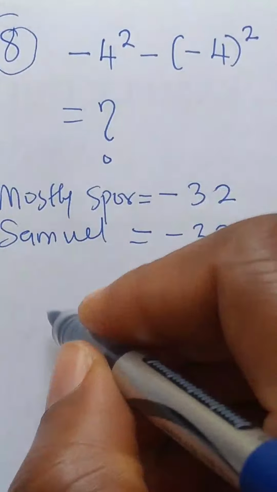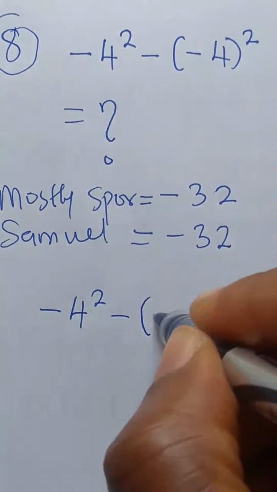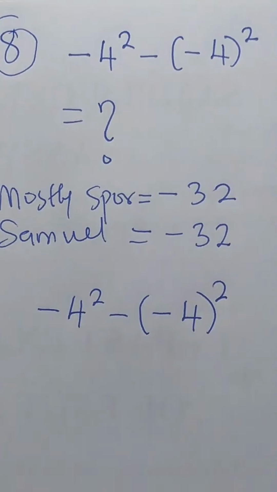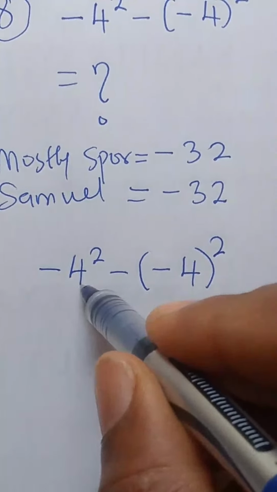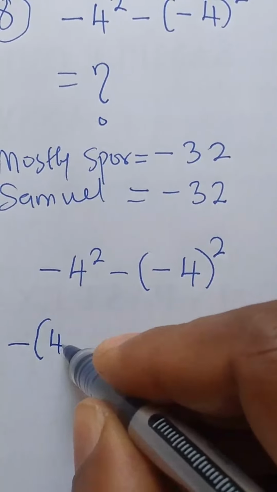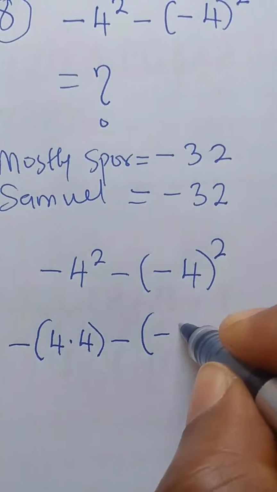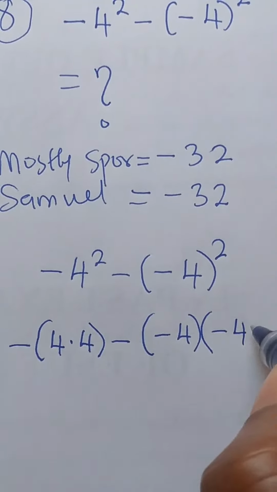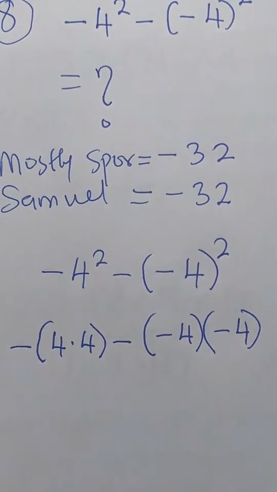Okay, so let me solve this. We have minus 4 squared minus bracket minus 4 all squared. Now let me solve it. Here, this is equal to minus bracket 4 multiplied by 4, minus bracket minus 4 multiplied by itself, minus 4. Look at these two things, they are not the same.